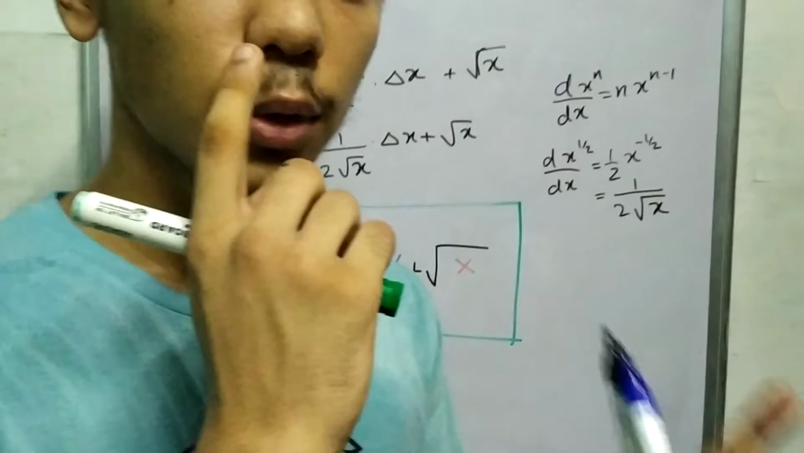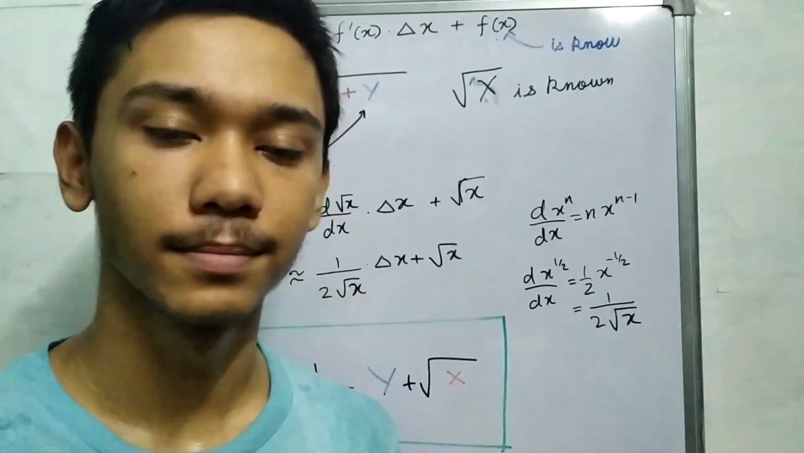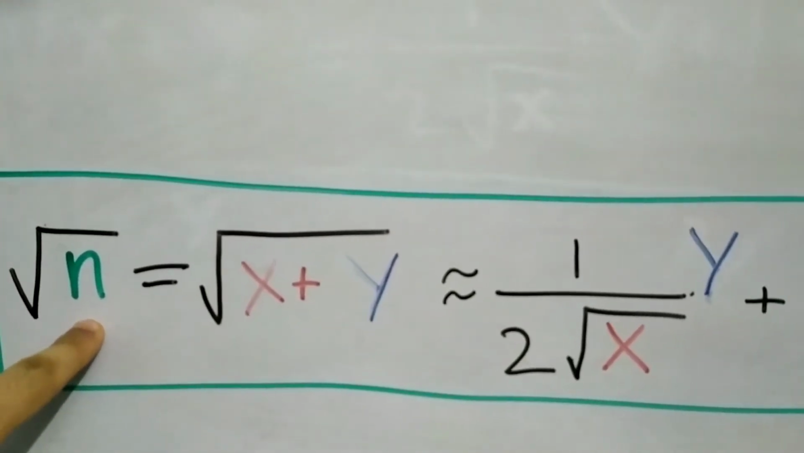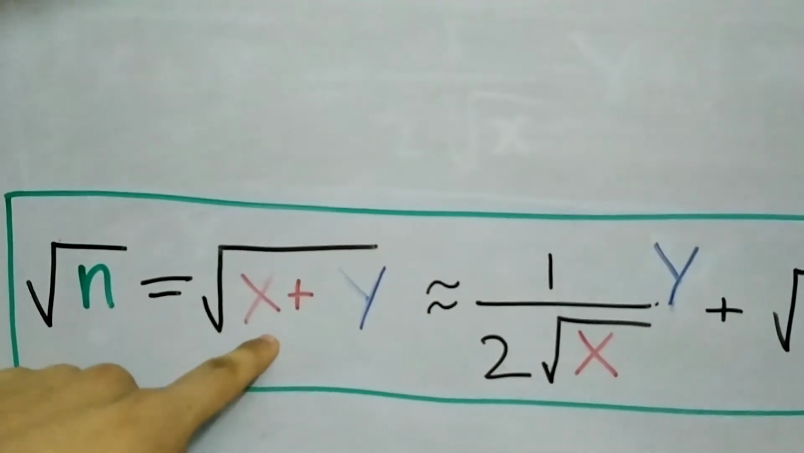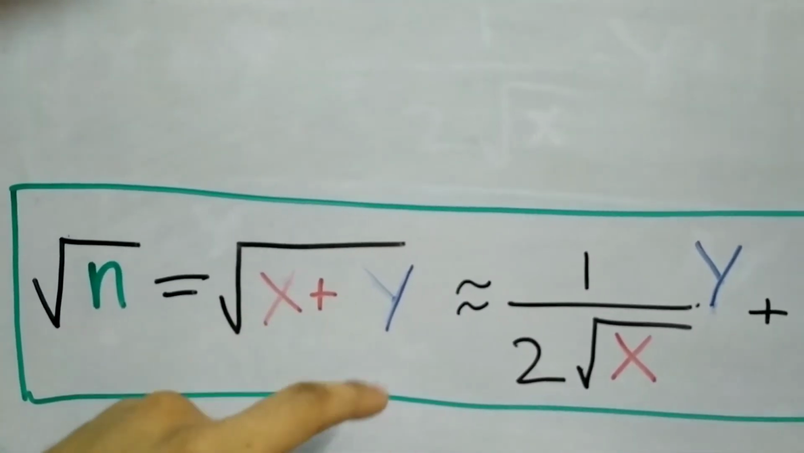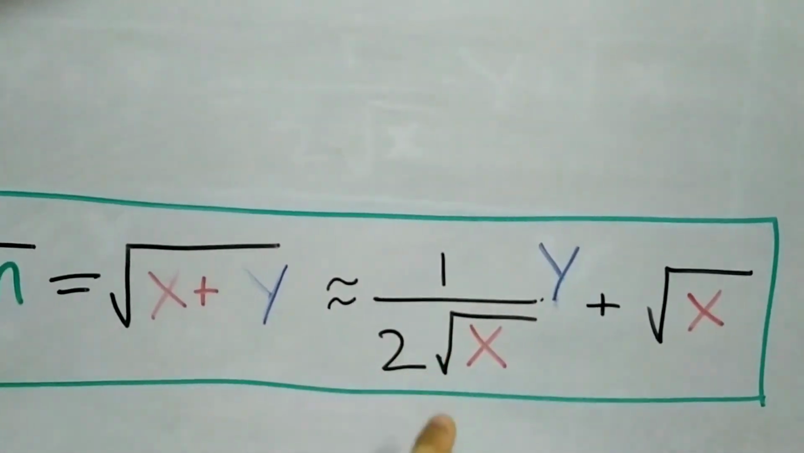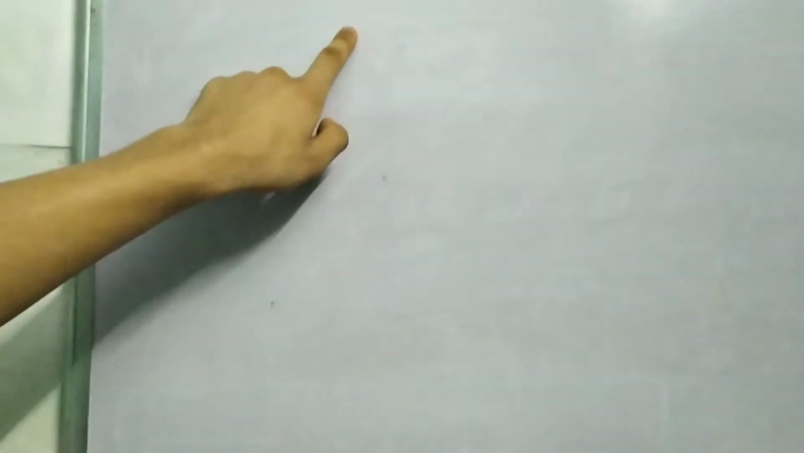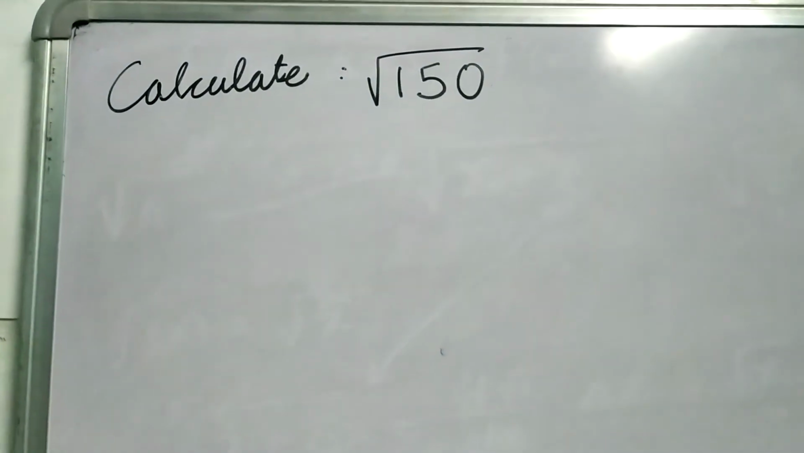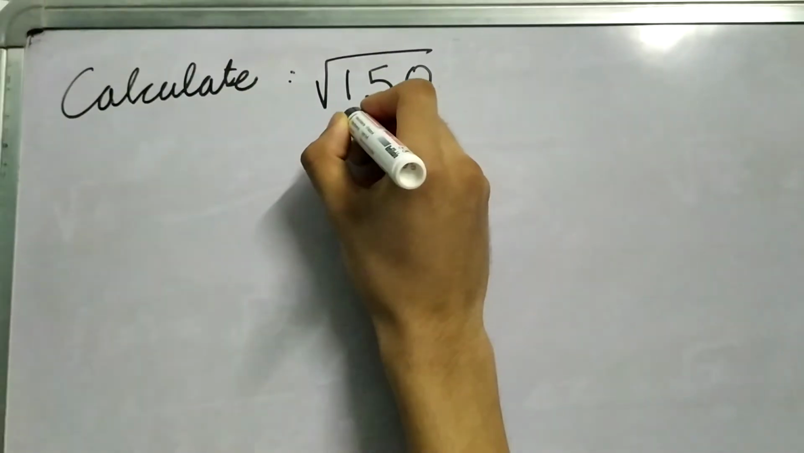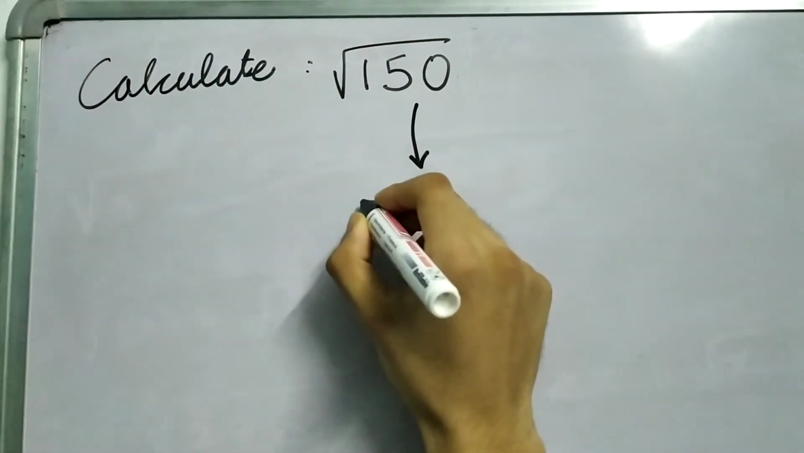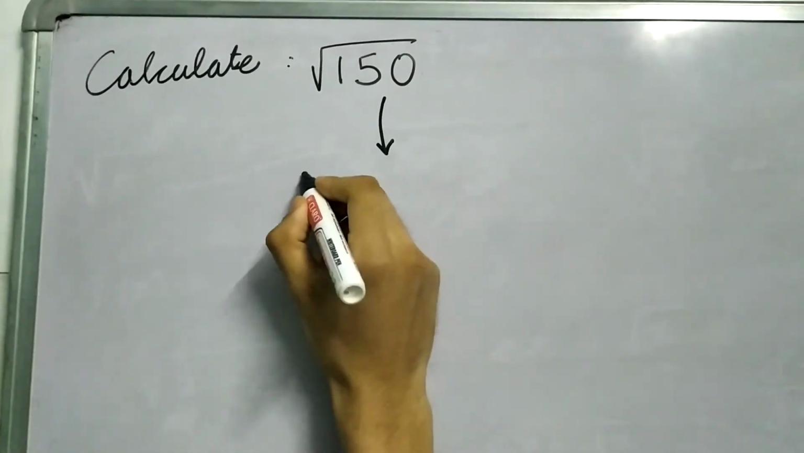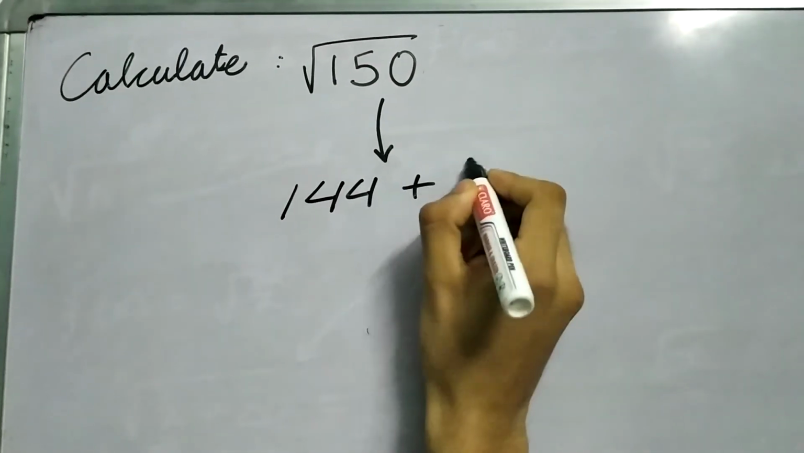Now let's quickly understand this using an example. I have written down the formula or the general method. You want to find the square root of a number n, you need to break it into two parts, x plus y, such that you know root x, and then plug your x and y into this formula and evaluate. Now say you want to calculate the root of 150. Again we divide 150 into two parts such that one of them is a perfect square, and you might have guessed it, it's 144 plus 6.